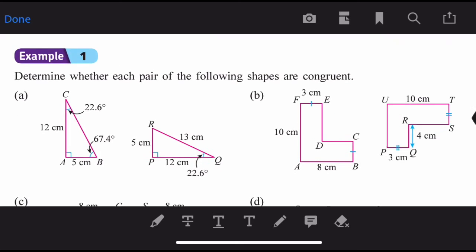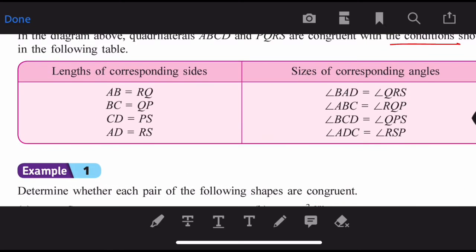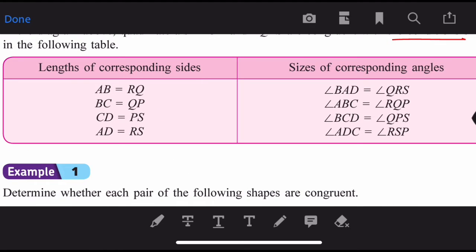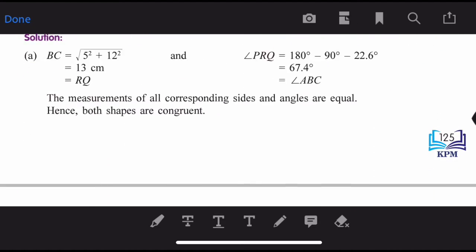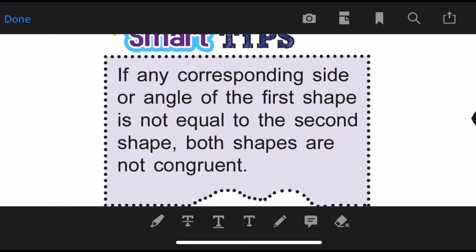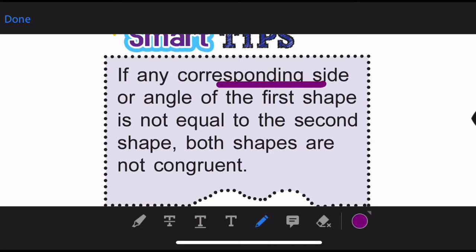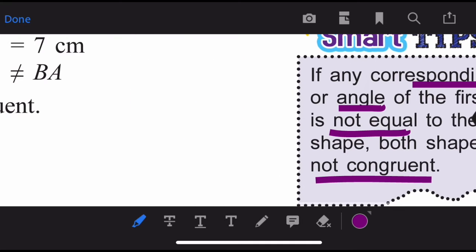They are actually the same in terms of length and angle. Okay, for every corresponding side and corresponding angle must be the same, right? I'm going to explain this example for the congruency later. If any corresponding side or angle of the first shape is not equal to the second, both shapes are not congruent. Either the angle or the side not equal, they are not congruent, right?